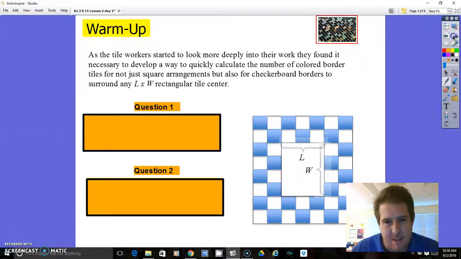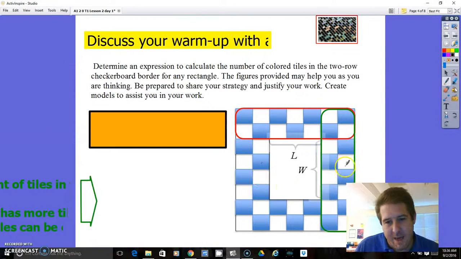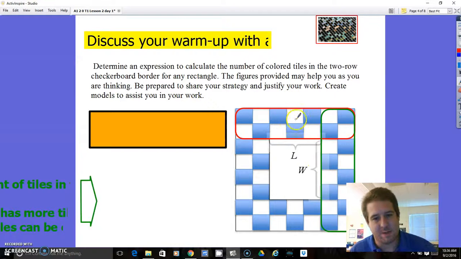So, getting into today's lesson. In this lesson, we basically have the same figure we did in the first lesson. The only difference is now the checkerboard border has an inside rectangle. It's not a square anymore.